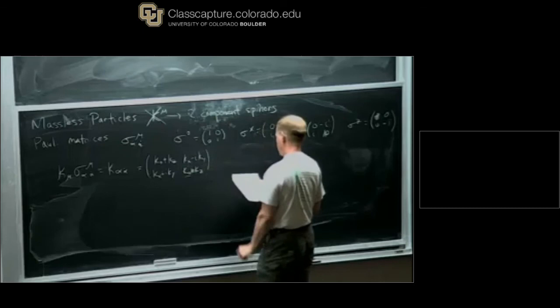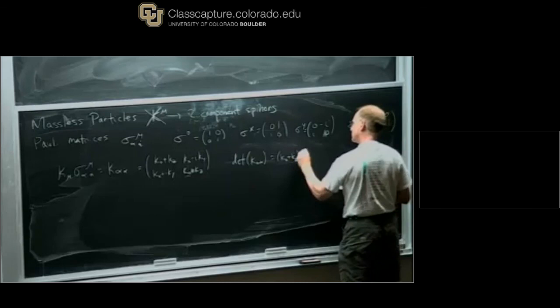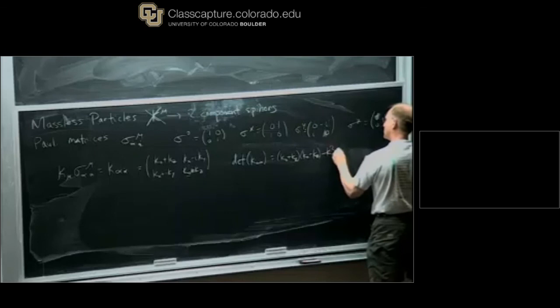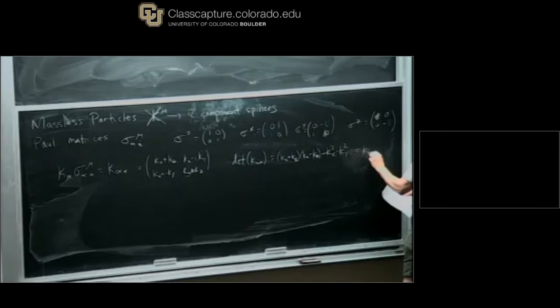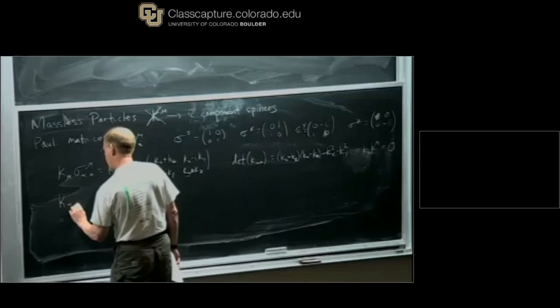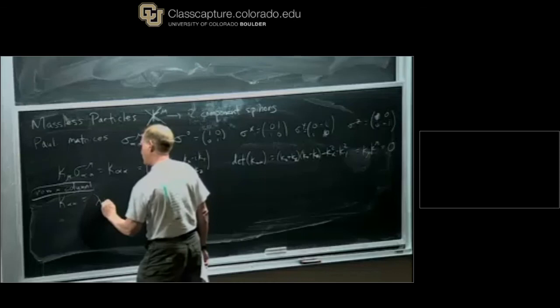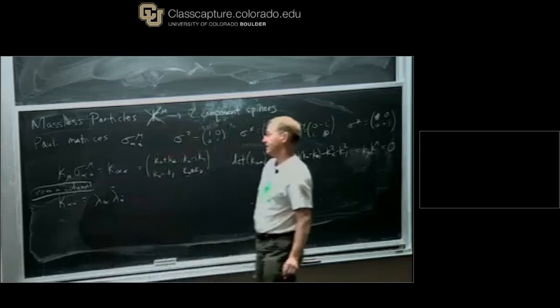And so the cool thing about this is that its determinant is the momentum squared, which is zero for massless particles. So if you have a 2x2 matrix with vanishing determinant, it must be a product of row times column vectors because the determinant vanishes. So let's just call those row and column vectors lambda and lambda tilde.